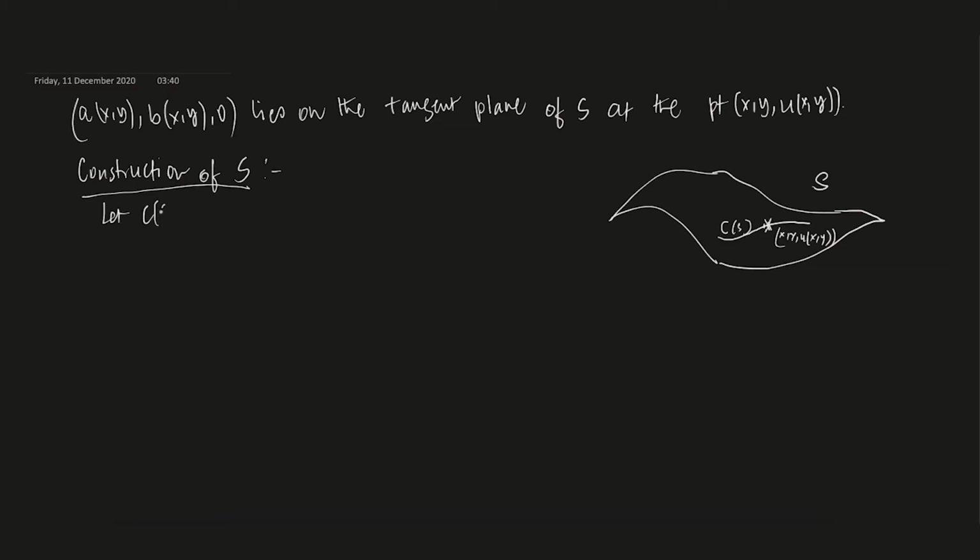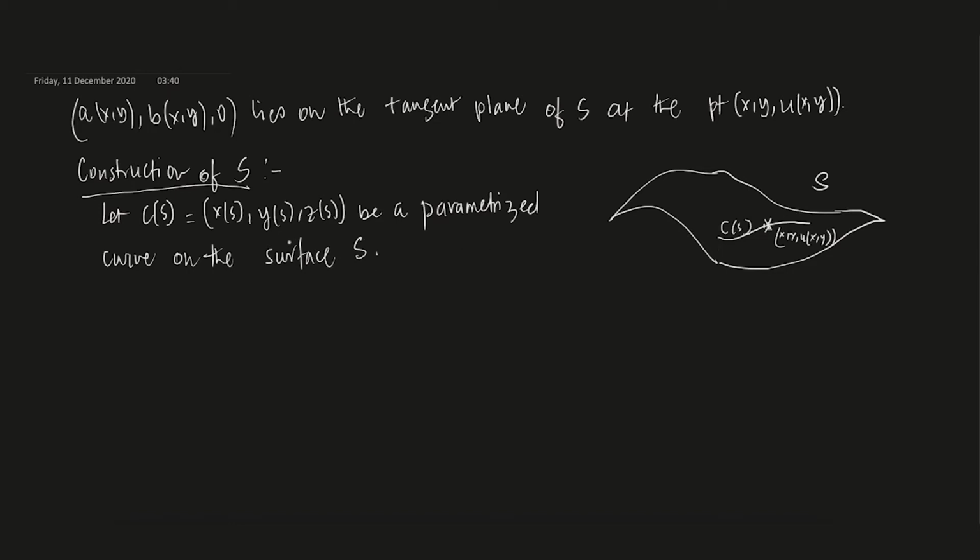Let C(s), which is given by (x(s), y(s), z(s)), be a parametrized curve on the surface S, and obviously it passes through the point (x, y, u(x, y)). Clear? So essentially what I am trying to do is this. First of all, I want to construct the surface S, and for that, first we start with finding a curve C(s), parameterized with the help of s. Here s is in some interval I, which is a small assumption.